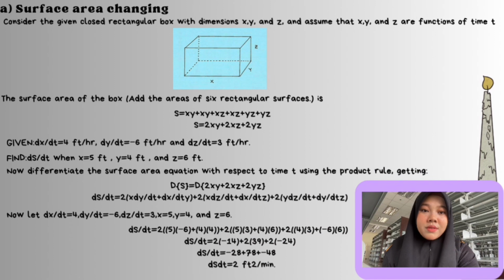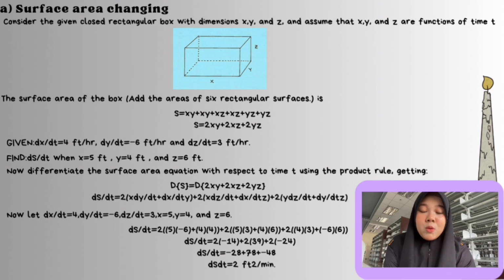Okay, let's begin with A. Surface area changing. Consider the given closed rectangular box with dimensions x, y, and z, and assume that x, y, and z are functions of time. The surface area of the box, which is the sum of the areas of 6 rectangular surfaces, is S equal to 2xy plus 2xz plus 2yz. Given dx over dt equal to 4 feet per hour, dy over dt equal to negative 6 feet per hour, and dz over dt equal to 3 feet per hour.